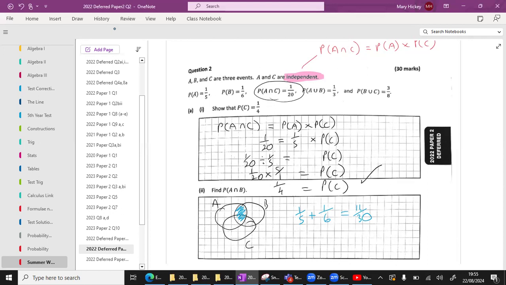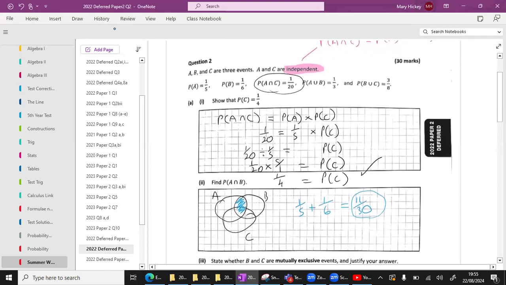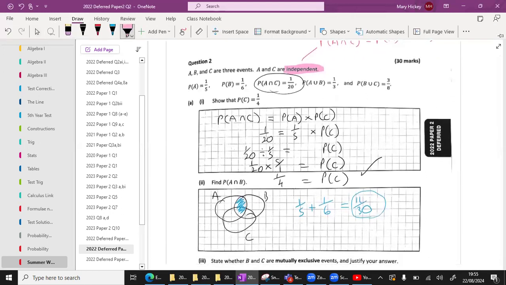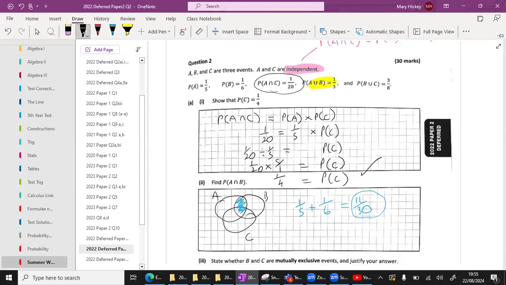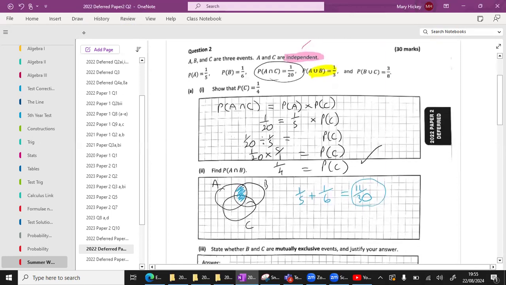So let's compare the 11/30ths to what A union B is. If we look back up here, I'll highlight it in yellow, we are told that the union is a third. So does it make sense that if I do my 11/30ths minus the whole thing, it should give me what I've counted twice? In other words, it should give me the intersection. So that's 11/30 minus 1/3, and that gives me 1/30. So the answer, in fact, is 1/30.